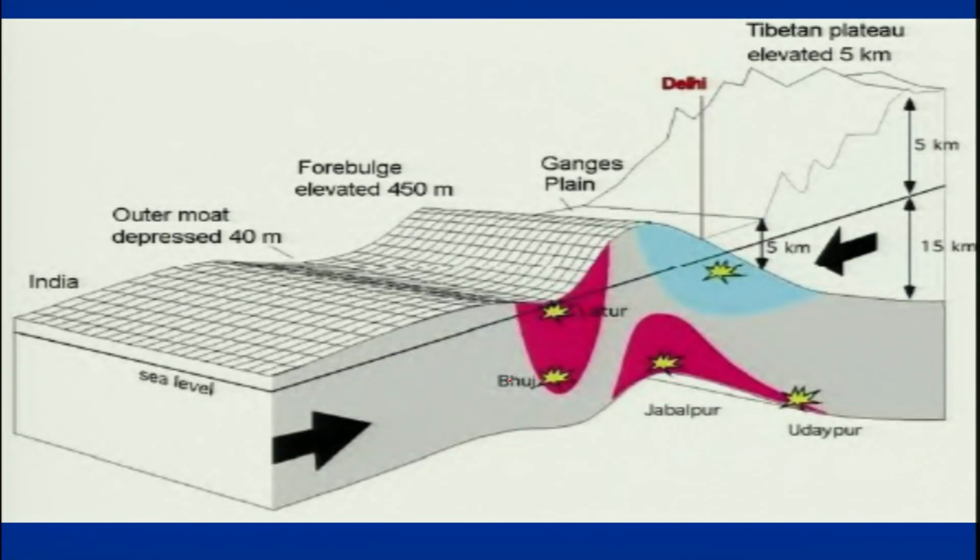So as I told, the whole plate is flexuring. It is not only the portion which is in contact between the Indian plate and the Eurasian plate. Only that boundary is active, but the whole plate in a sense is under deformation, and this is one of the reasons why we experience earthquakes like in Latur, in Bhuj, in Jabalpur, and so on.